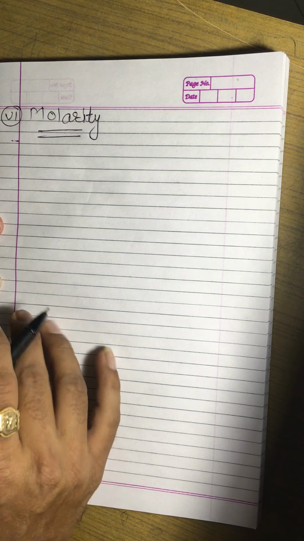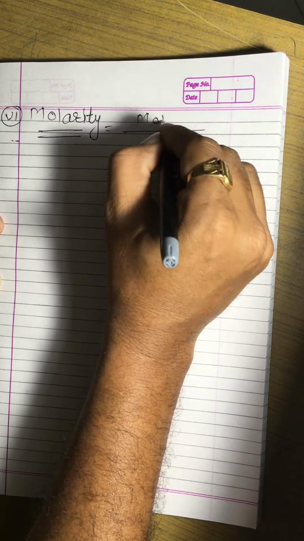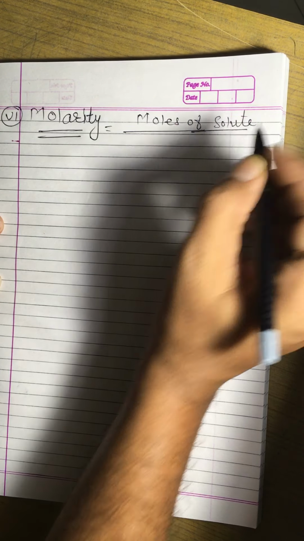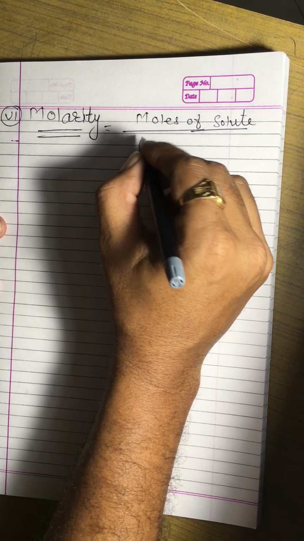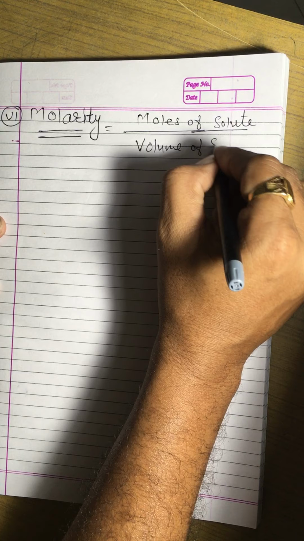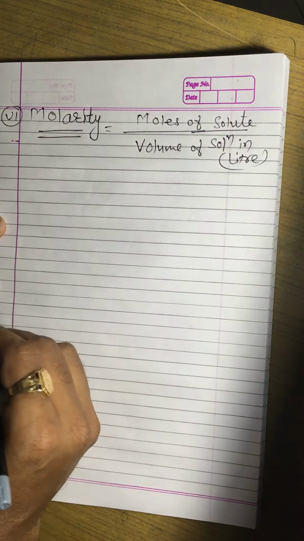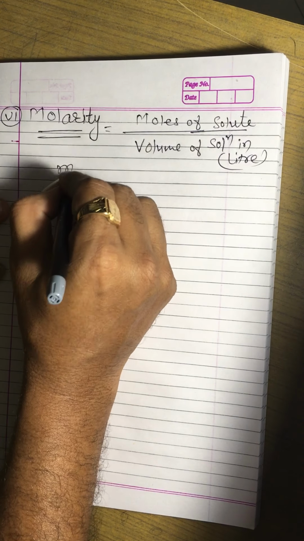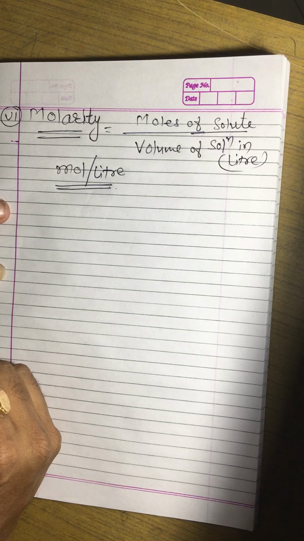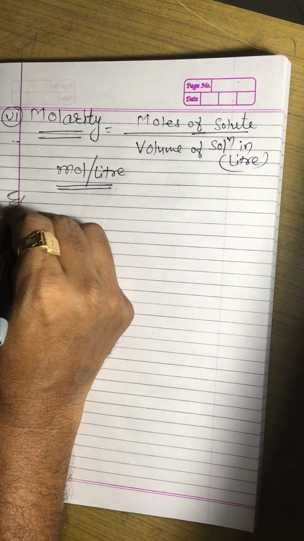Molarity is commonly defined by its formula, that is moles of solute, which we have already learned how to find, upon volume of solution in liter. So mole by liter, what is it? Mole by liter is the unit of molarity. Okay friends, let's consider one example for this.